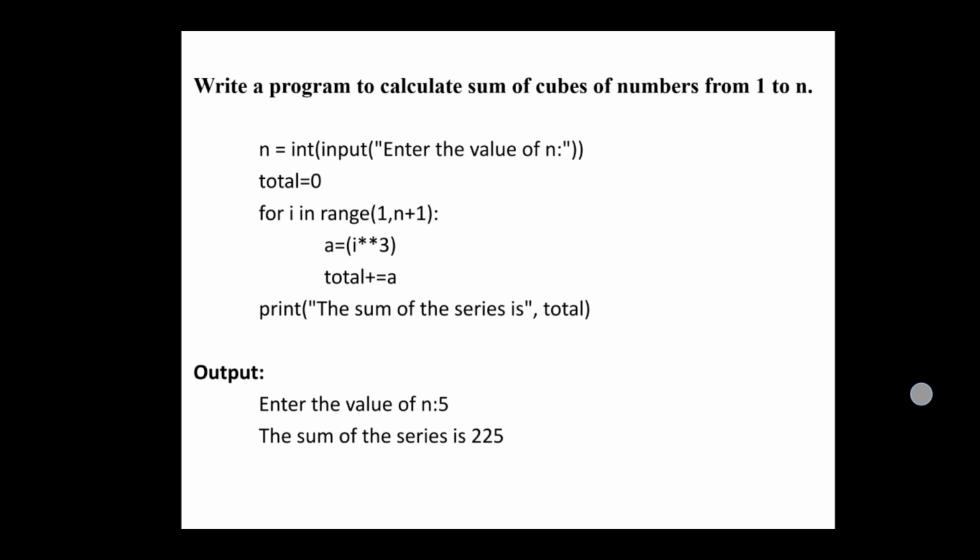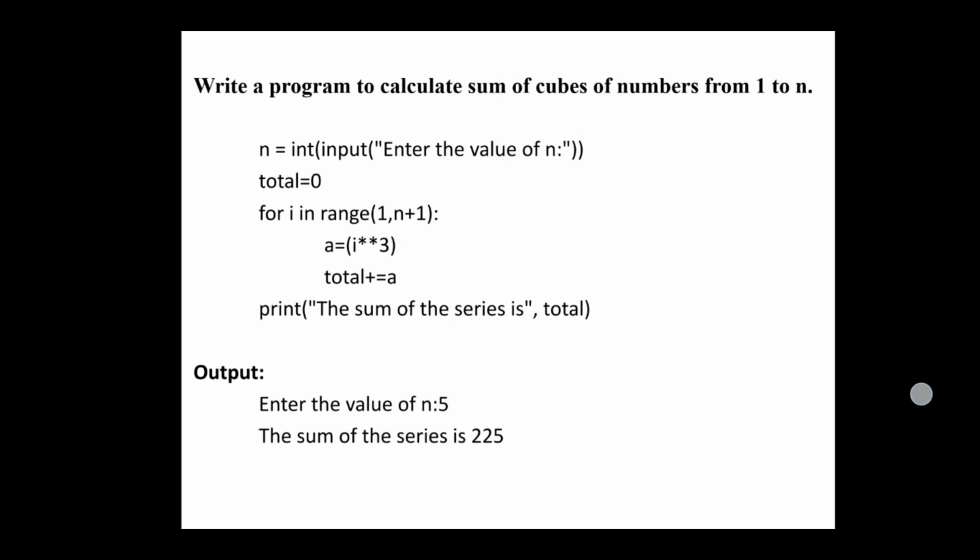Here the first 3 lines we describe in this way: the program asks the user to enter a number, and whatever you type will be stored in n. Then at the beginning we have not added anything, so the sum is 0, that's why we put total = 0. After that, for i in range(1, n+1), this loop goes from 1 to n.